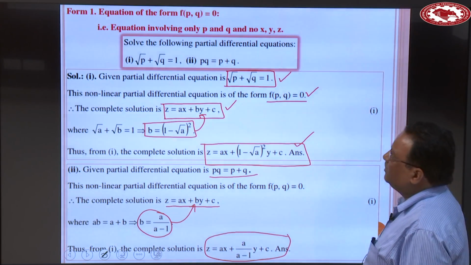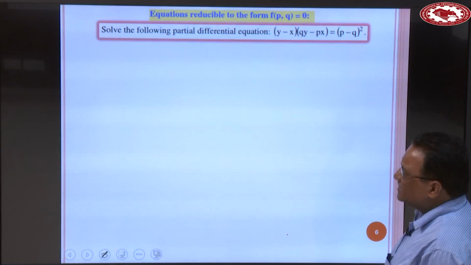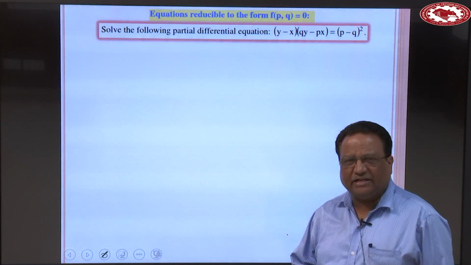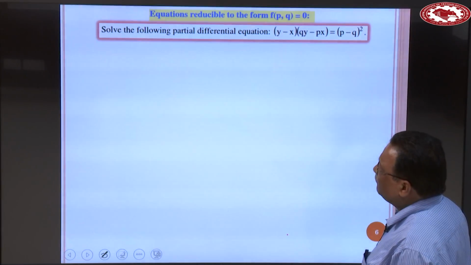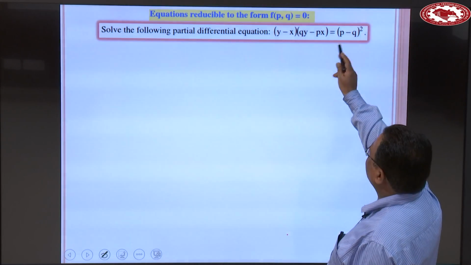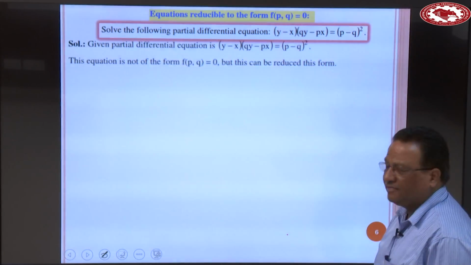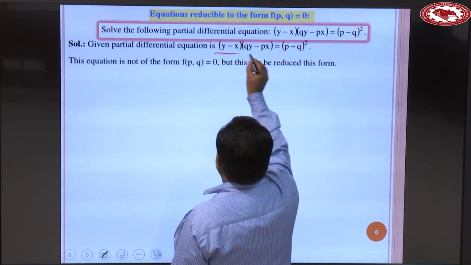So that was the equation of the form f(p, q) is equal to 0. Now let us solve one problem which can be easily reduced to this standard form. Now see this example. Solve the following partial differential equation: (y minus x)(qy minus px) is equal to p minus q square. Clear? Now the given differential equation is this.